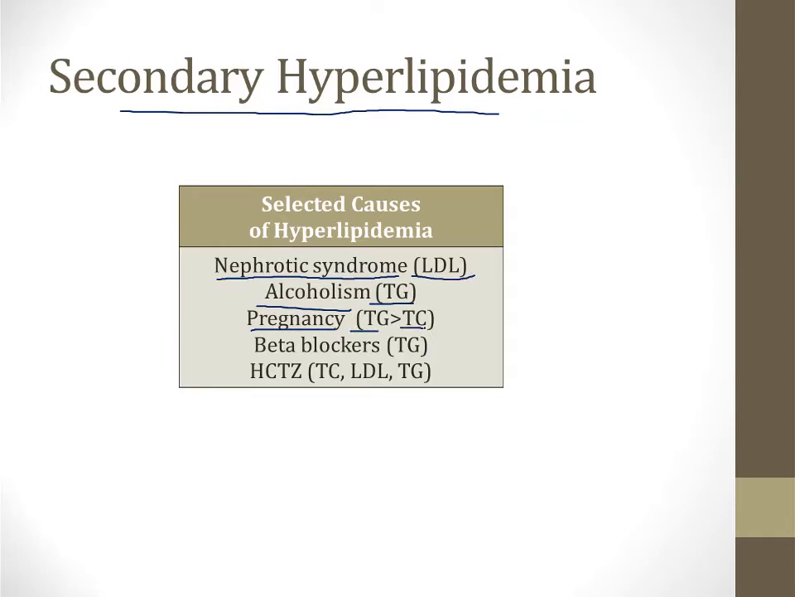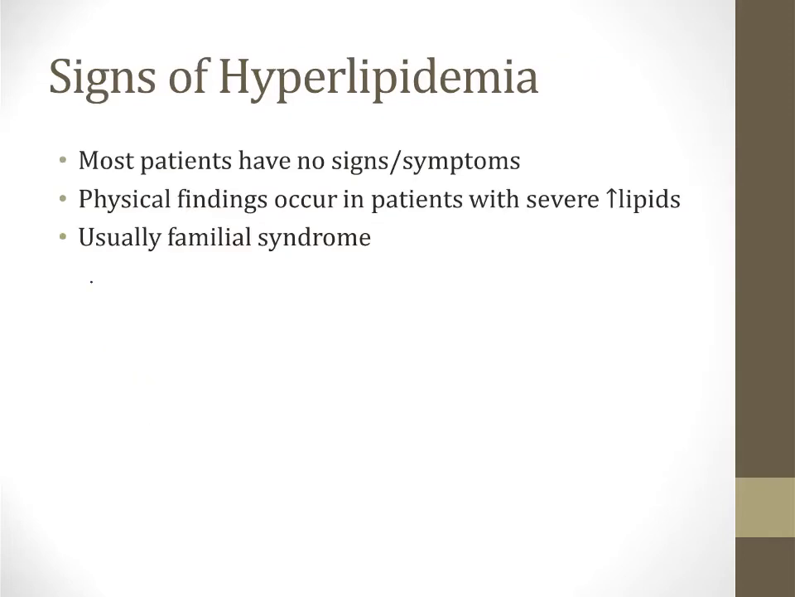And then finally, there are two drugs that can raise your lipid levels very modestly. Beta blockers can raise the triglyceride levels, and hydrochlorothiazide can raise the levels of total cholesterol, LDL, and triglycerides. The amount that the lipid levels increase from both of these drug classes is relatively modest, and we usually don't worry about this clinically. But for step one, they like you to know that the lipids can increase among patients who take these medications. Usually, hyperlipidemia has no signs or symptoms. It's often called one of the silent killers along with hypertension.